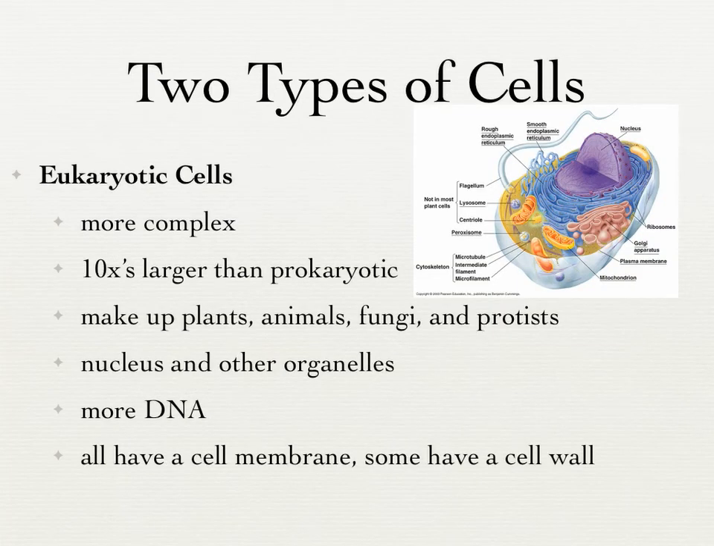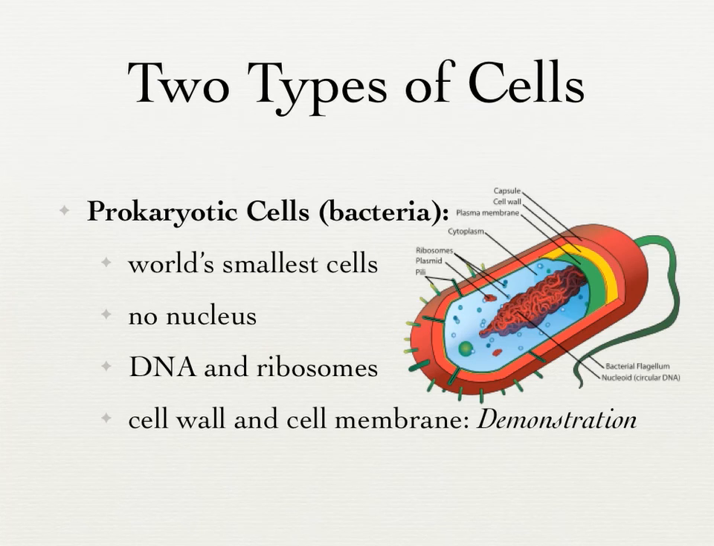Another type of cell is the eukaryotic cell. Eu actually means true. So this is a true karyote or a true kernel, meaning it has a nucleus. It's far more complex. There's a whole lot more to it. It's 10 times larger than the prokaryotic cell, so it's pretty big. It makes up plants, animals, fungi, and protists, so it makes up most of what we know. And it has a nucleus and other organelles, and it also has DNA, but it has more DNA than the bacteria cells or the prokaryotic cells that we saw before.